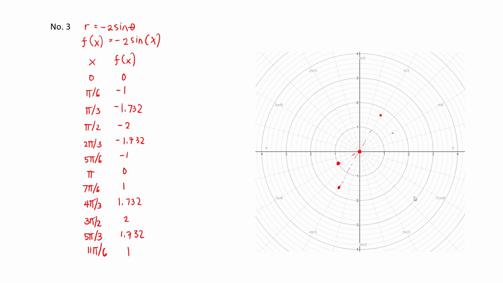Okay, so let's erase the other point. So next is pi over 2 na sada. So 2 siya but negative 2. So meaning na diri ang point.